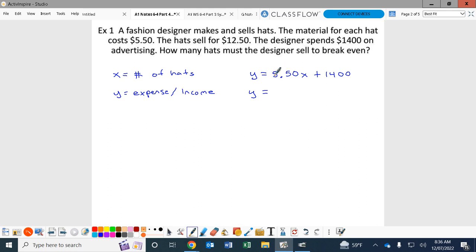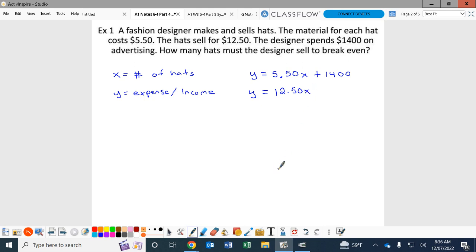The other equation is going to be for the income or the money coming in. So how do we tell how much money's coming in? What are they getting paid every time they sell a hat? $12.50. So it's going to be 12.50. How many hats are there? X. Good.